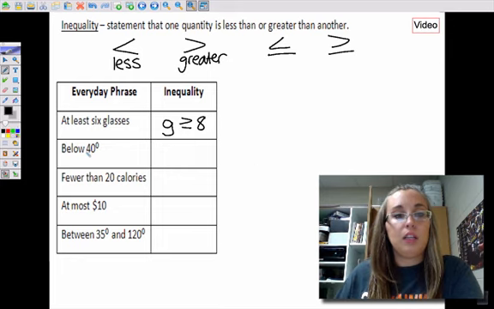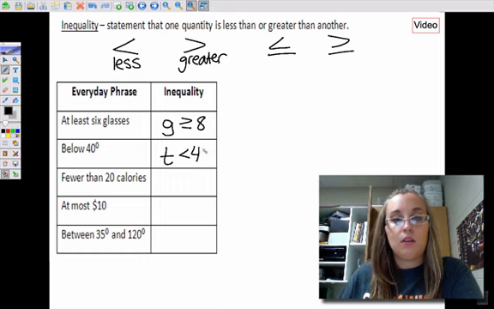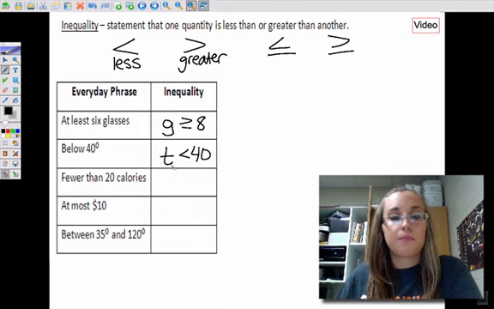The next one, it says below 40. So maybe T for temperature should be below 40. It can't be equal to 40, so I need T to be less than 40. Generally, we always write the variable first when we're writing an inequality.